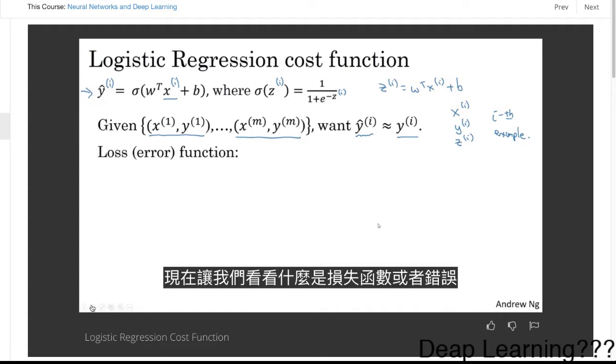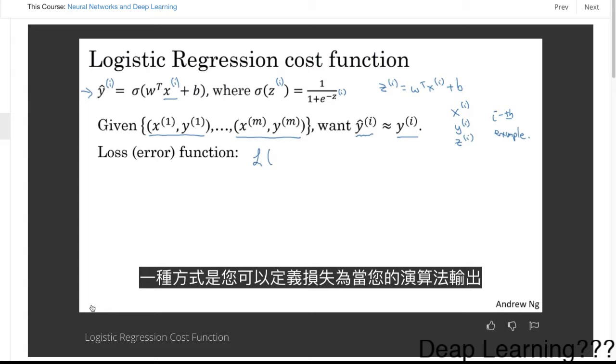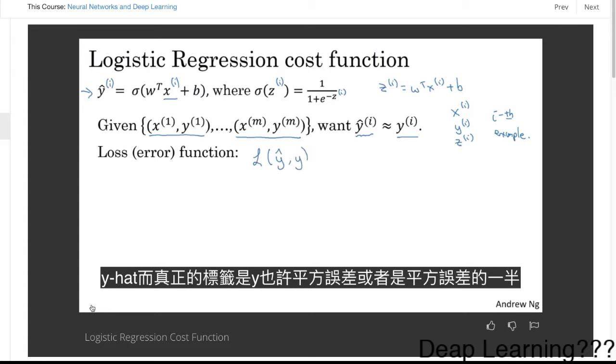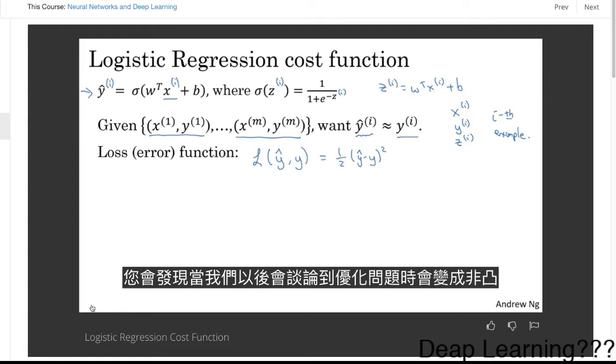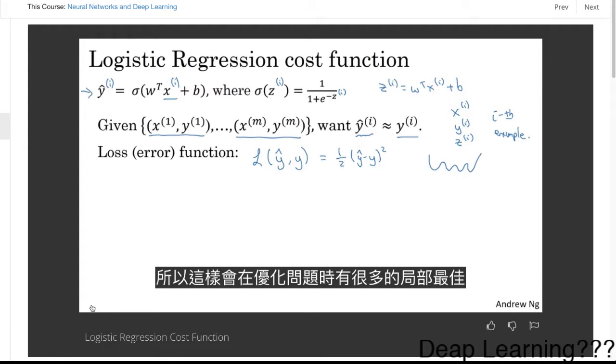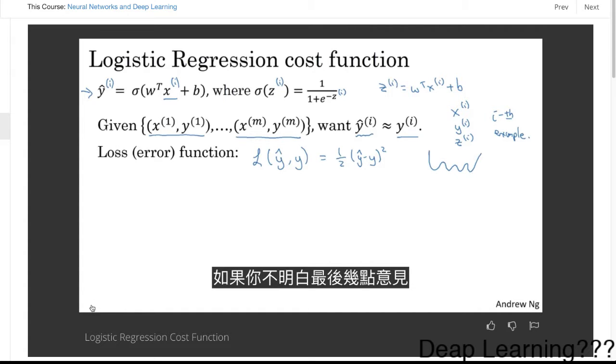Now let's see what loss function or error function we can use to measure how well our algorithm is doing. One thing you could do is define the loss when your algorithm outputs y hat and the true label is y to be maybe the squared error or one half of the squared error. It turns out you could do this, but in logistic regression, people don't usually do this because when you come to learn the parameters, the optimization problem, which we'll talk about later, becomes non-convex. So you end up with an optimization problem with multiple local optima, and gradient descent may not find the global optimum. If you didn't understand the last couple of comments, don't worry about it. We'll get to it in a later video.